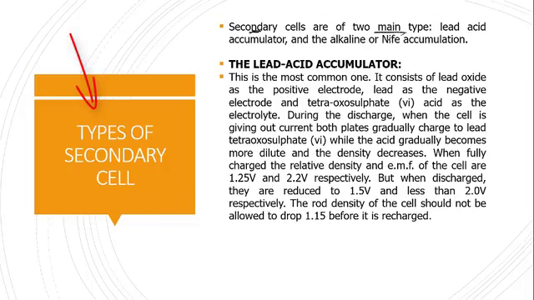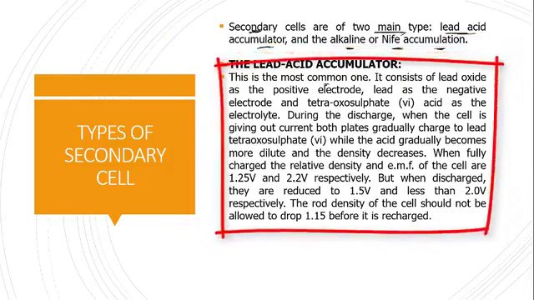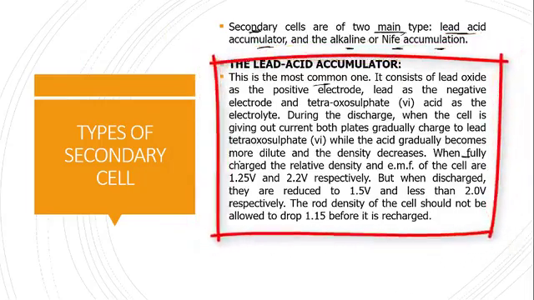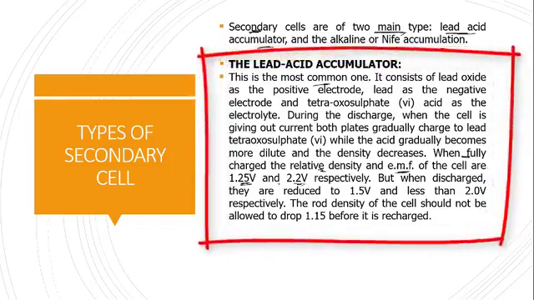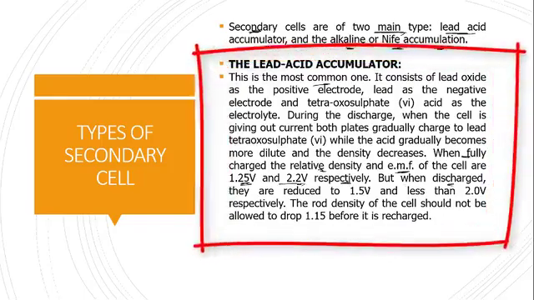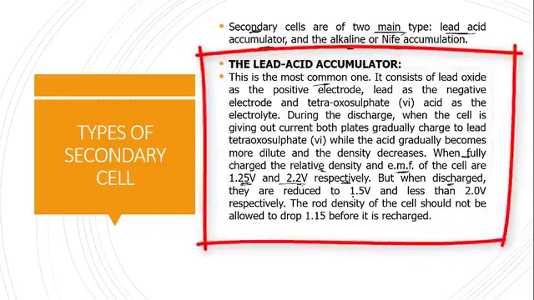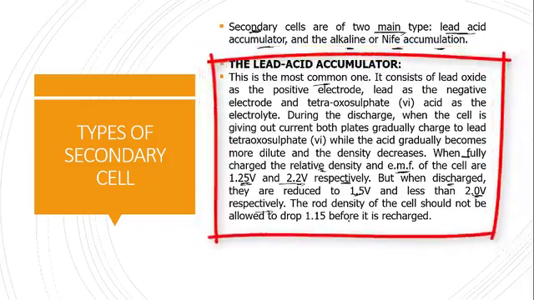Now let's talk about secondary cells. Secondary cells are of two main types: the lead acid accumulator and the alkaline or Nife accumulator. The lead acid accumulator is the most common one that we use. When it is fully charged, its relative density and EMF are 1.25 and 2.2 volts respectively. But when it is discharged, they can be reduced to 1.15 and less than 2.0 volts respectively.